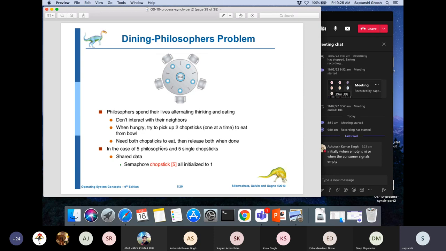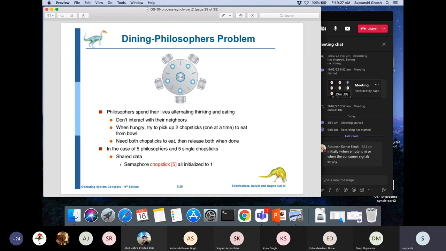Okay, so why philosophers? Well, historical reasons, but I guess just see the description, then you might get an idea. Philosophers spend their lives alternating thinking and eating. Not exactly, but in this problem, that's a simplified scenario. Philosophers don't like to talk much, so they don't interact. On a table, there are 5 philosophers sitting. Let's say 5 is just a number. We'll explain the problem using 5.